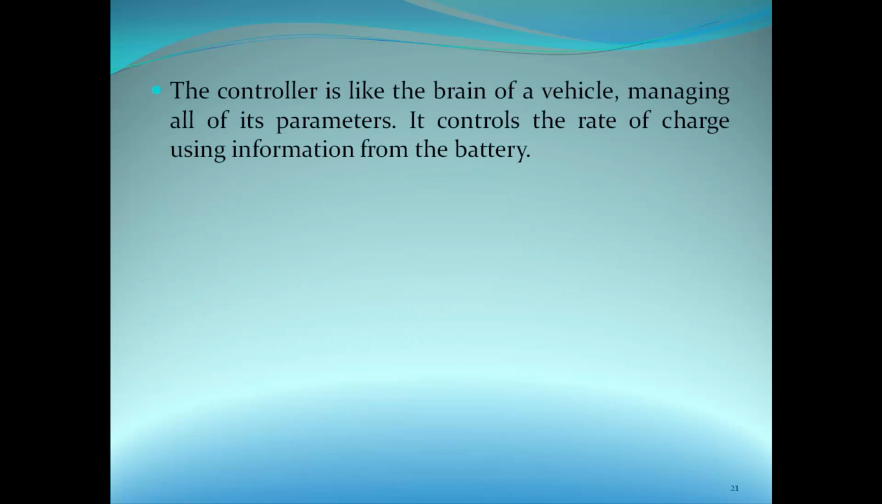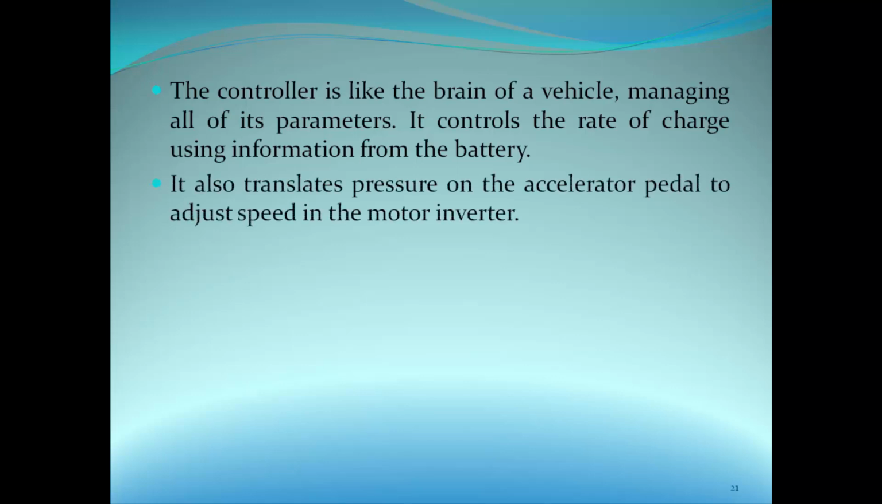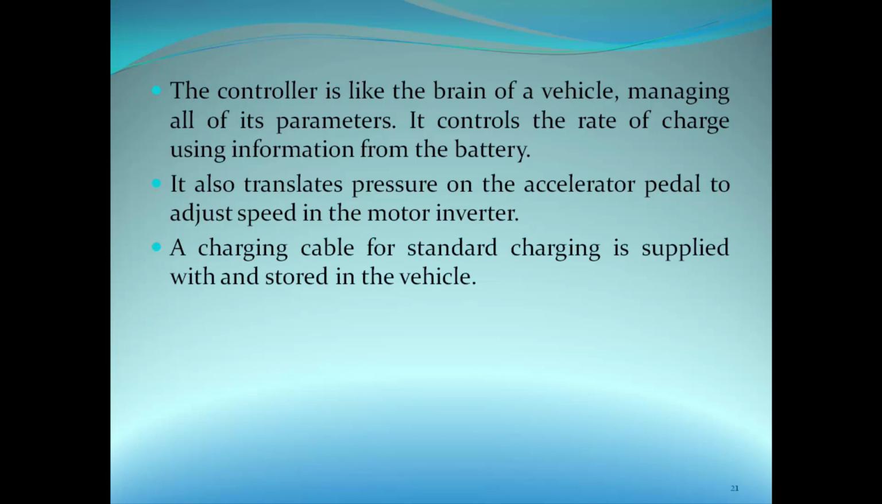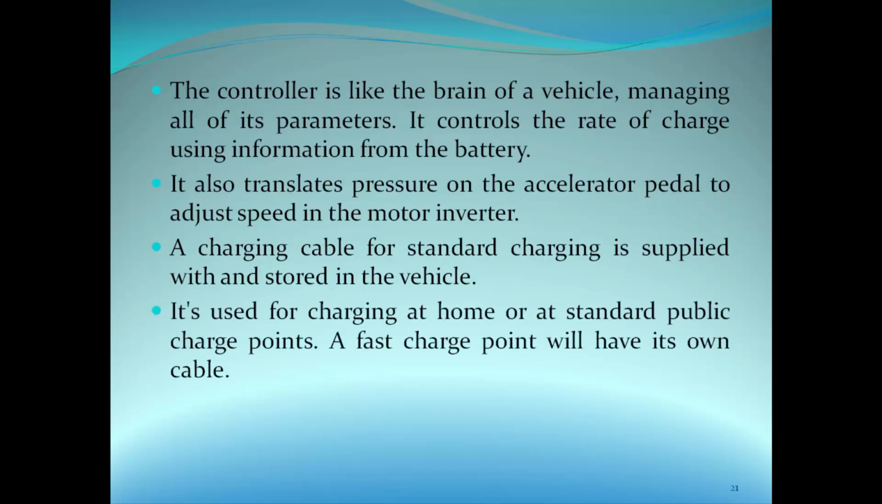The controller is like the brain of a vehicle, managing all of its parameters. It controls the rate of charge using information from the battery. It also translates pressure on the accelerator pedal to adjust speed in the motor inverter. A charging cable for standard charging is supplied with and stored in the vehicle. It is used for charging at home or at the standard public charge points. A fast charge point will have its own cable.